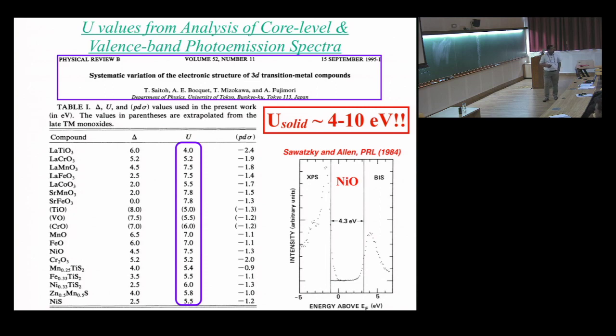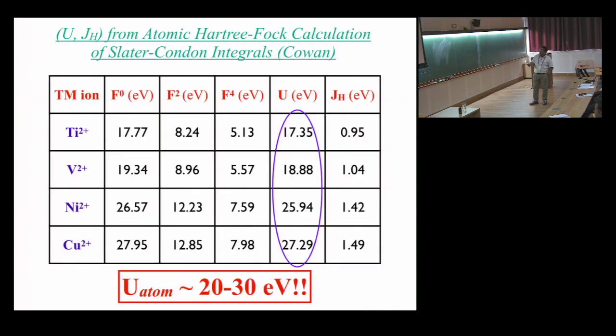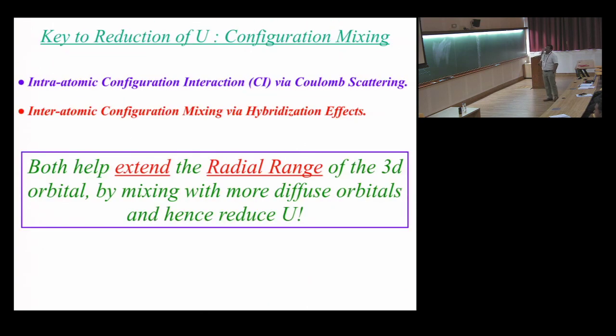On the other hand, it's known in manganites, for example, that the JH is of the order of 1 or 0.75 electron volts, which is reasonable compared to this. Now, the way to do this is actually configuration interaction. One way could be Coulomb scattering between various levels in the atom itself, the other would be mixing of atomic orbitals with surrounding ligand orbitals. In both cases, it mixes the d orbital with other orbitals, giving you a larger radial extent of the d orbitals.